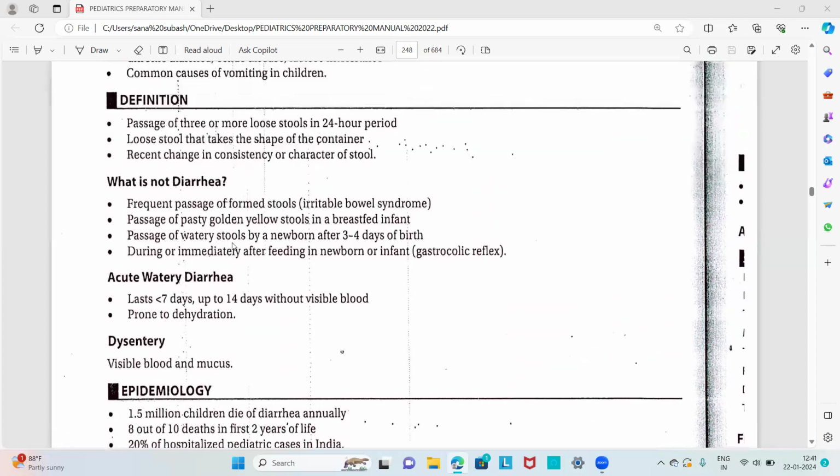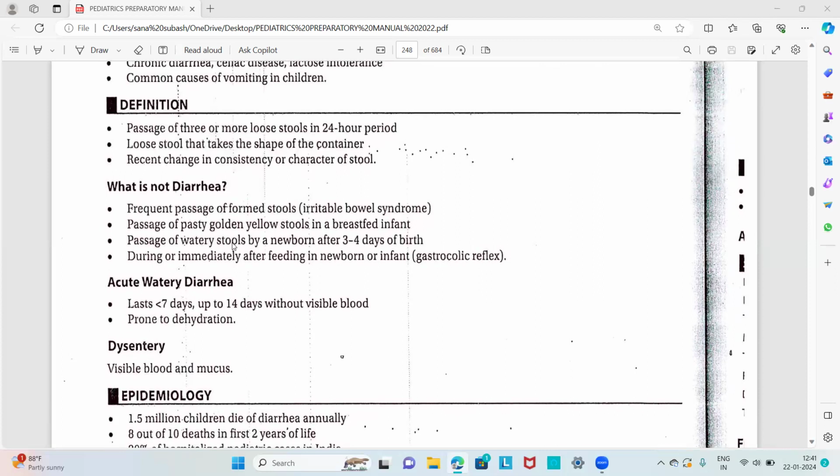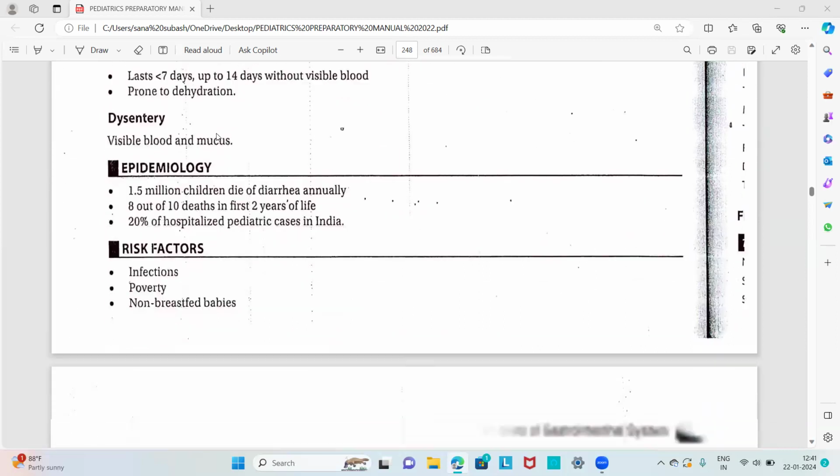So if a question is asked regarding acute diarrhea diseases, any essay question, we have to first write the definition. That is, an increase in the frequency as well as a change in the consistency of the stool is called diarrhea disease. And if it lasts less than 7 days, up to 14 days, it is known as acute diarrhea disease or acute watery diarrhea, and it is more prone to dehydration. All these points have to be written in our definition of acute diarrhea diseases.